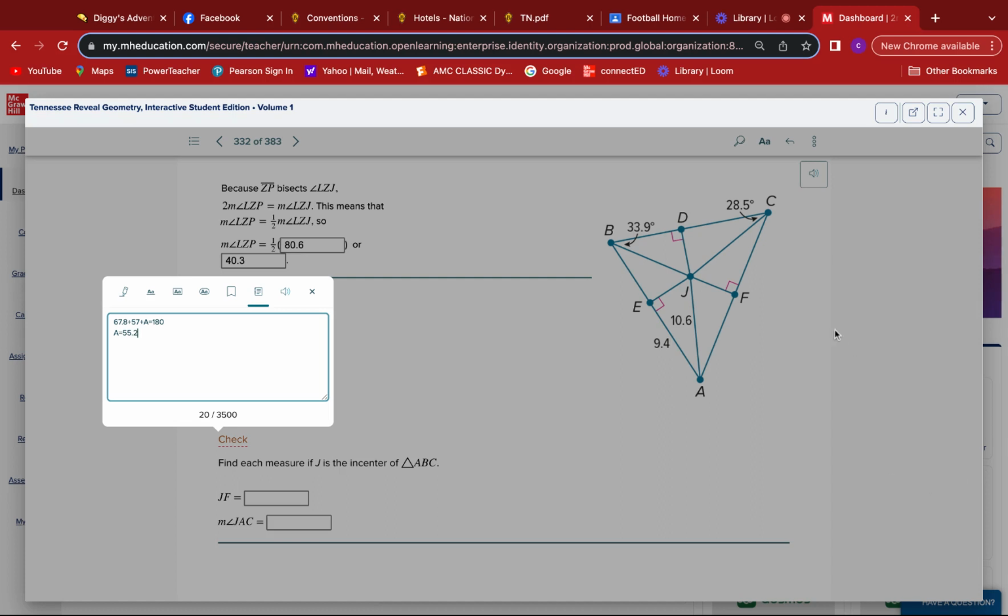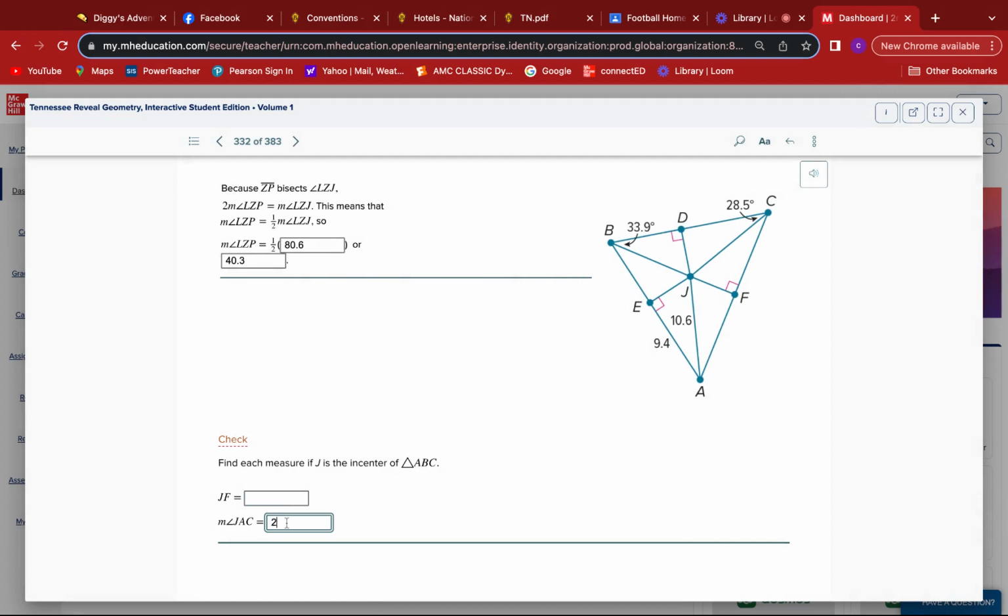180 minus 67.8 minus 57 is 55.2. Now remember, they want JAC. They don't want the big angle A. What I just found are these 2 little sections together. So I'm going to take that 55.2 and divide by 2. So it looks like my final answer is 27.6. All right, 27.6 degrees.